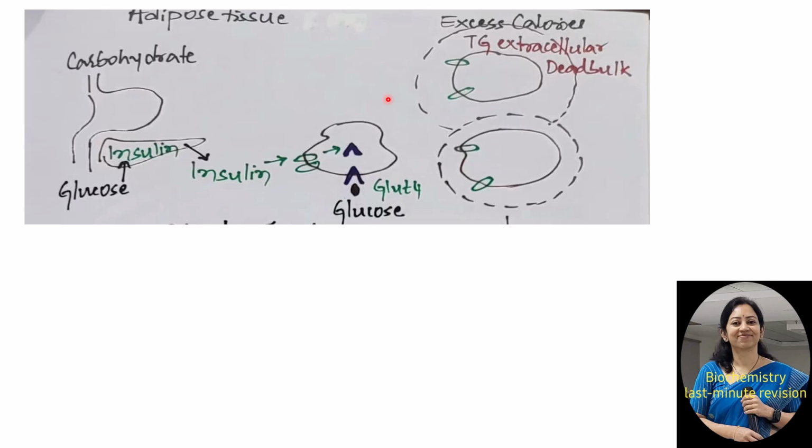Okay, so with insulin resistance, when a person continues to eat, there is hypertrophy and hyperplasia of the adipocyte, and the TG is no longer inside the adipocyte, it becomes extracellular, and this is not metabolically active, and it constitutes dead bulk. Okay, and this results in the development of obesity.